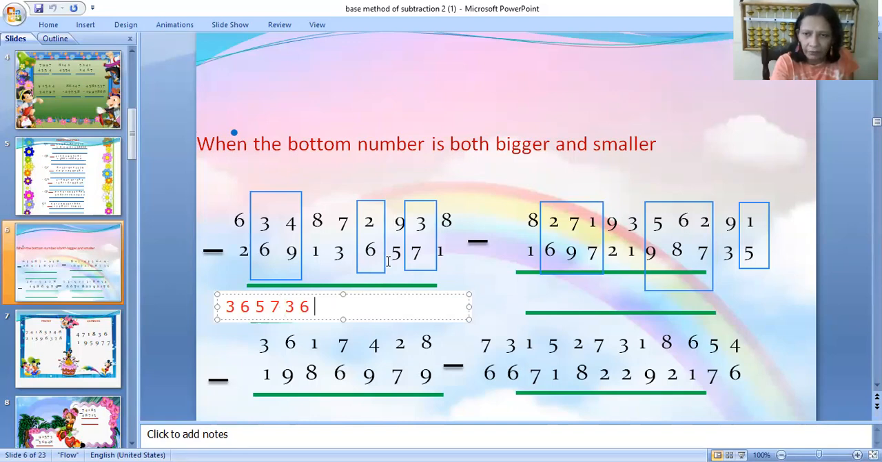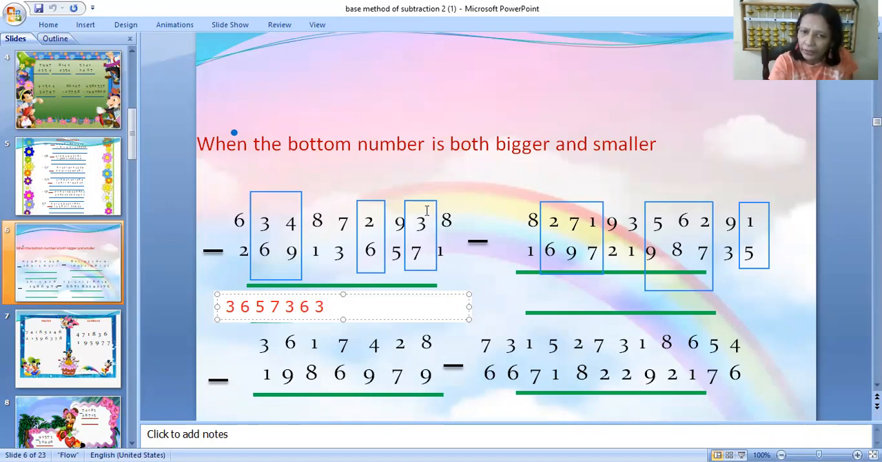9 minus 5 is 4. Okay. So will you write 4 here? No. Why will you not write 4 here? Because you see in the next case you have to do the borrowing. So before writing 4 here, think in your mind what comes before 4. 3 comes before 4. So you will write down here 3. Move to the next pair.